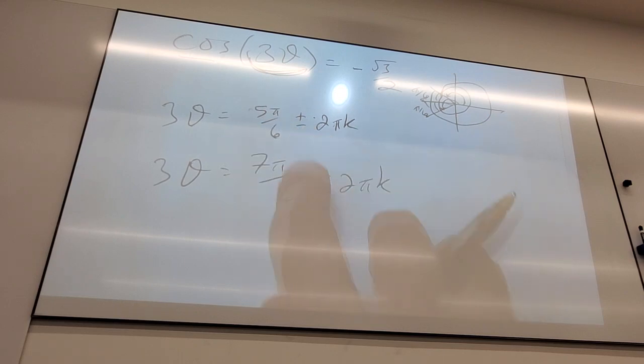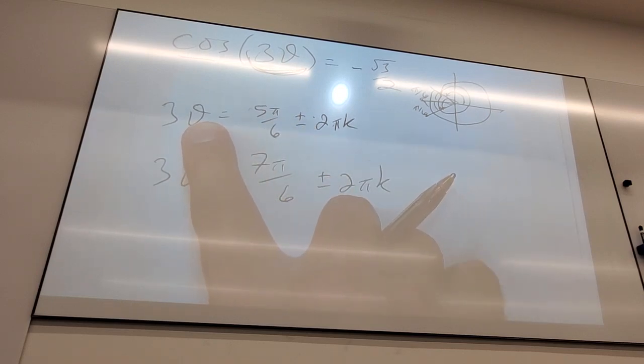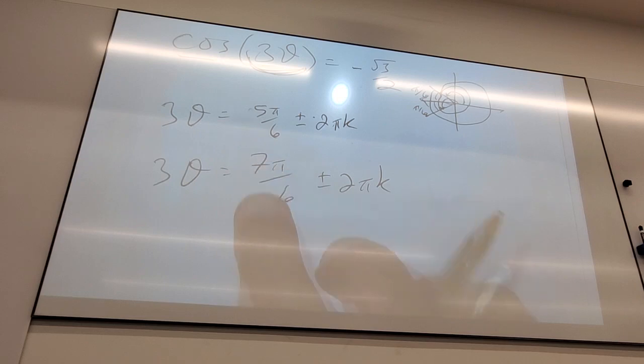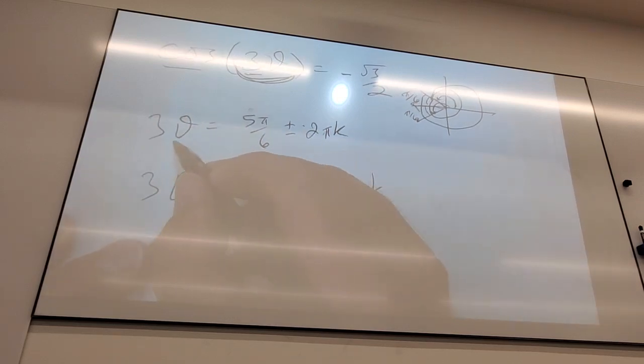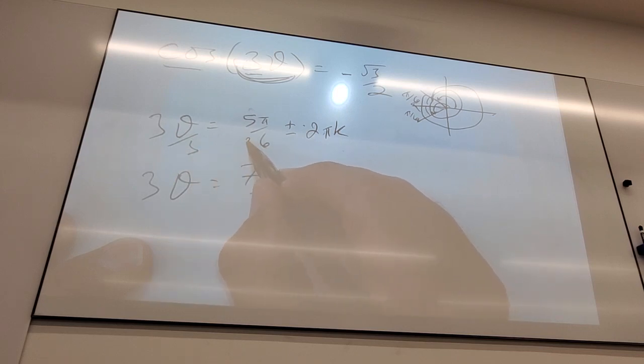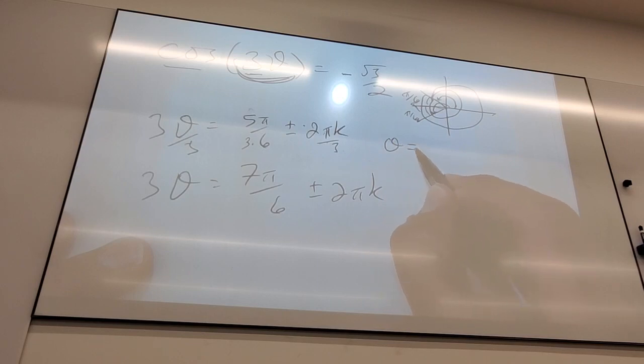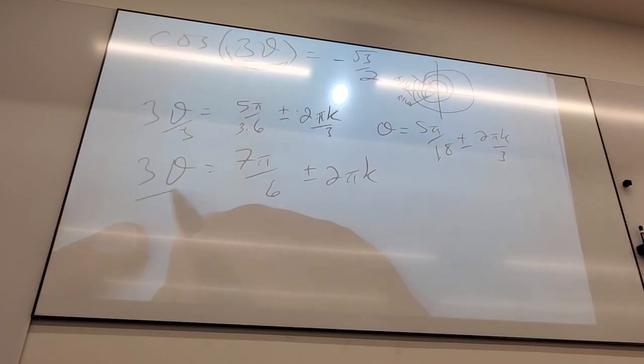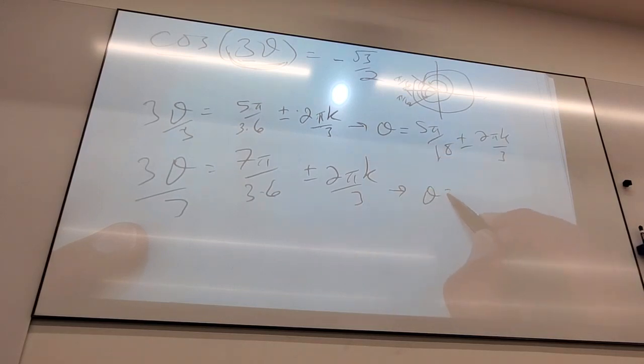But I know I'm not done yet because I haven't solved for theta yet. So like Philip just said, how do I solve this for theta? Divide by 3. And how do you divide a fraction by 3? You just put a 3 on the bottom of it. 5 pi over 18, good. 5 pi over 18 plus or minus 2 pi k over 3. And 7 pi over 18. Theta equals 7 pi over 18, give or take 2 pi k over 3.